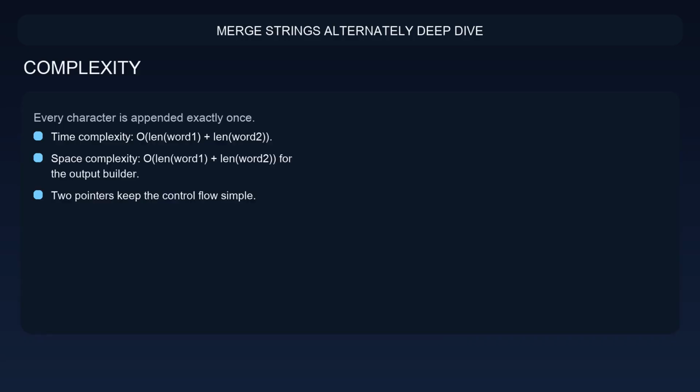This is linear in the total number of characters, because each pointer only moves forward and every character is written once. Every character is appended exactly once. So in practice, time complexity: O(len word 1 plus len word 2). Space complexity: O(len word 1 plus len word 2) for the output builder, and two pointers keep the control flow simple.